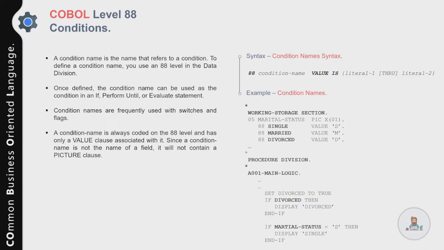Now let's talk about the syntax of level 88 conditions. The syntax is pretty simple and it begins with level number 88 followed by a condition name.